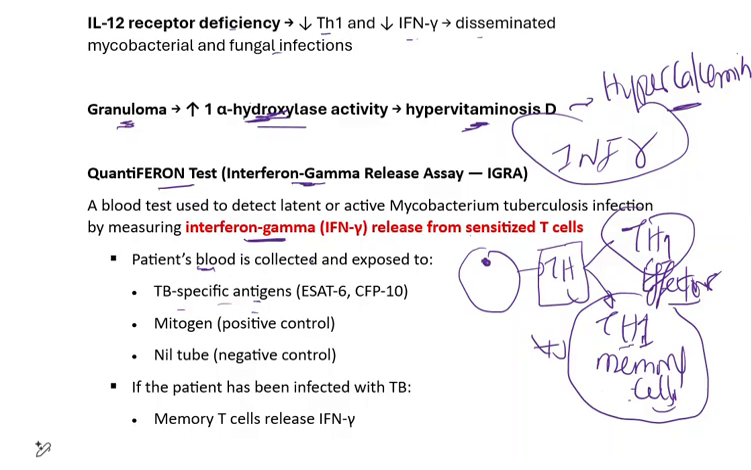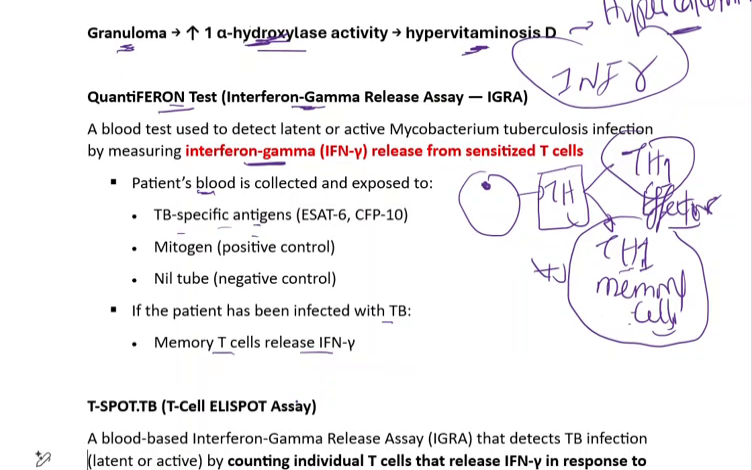Interferon gamma. So they want to start releasing interferon gamma, and then you can measure that. And that's what we measure with QuantiFERON Gold, right? So if the patient has been infected with TB in the past, then the memory T cell will release what? Interferon gamma, right?